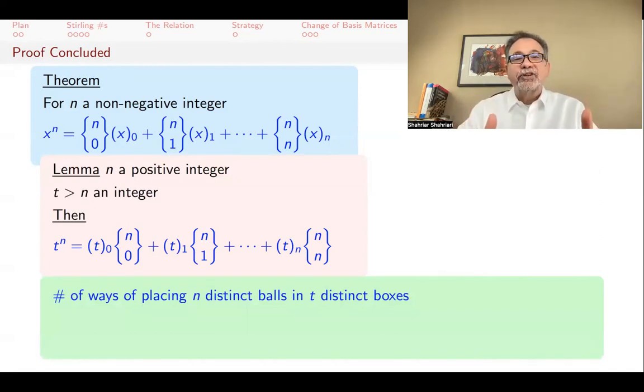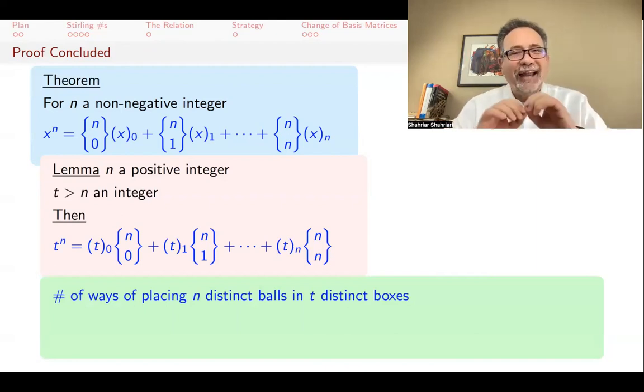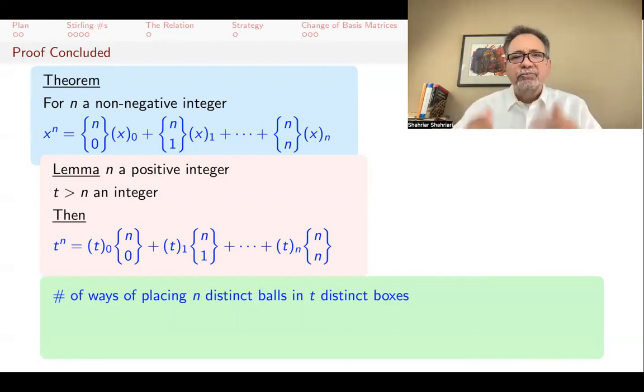This was actually the subject of a video. I have a video on formulas for Stirling numbers of the second kind, which you should watch. Pretty interesting video. And in that, I go into this in a lot more detail than here, although more detail probably isn't necessary. So, the number of ways of placing n distinct balls in t distinct boxes: you want to know how many ways you can put the balls in the boxes.